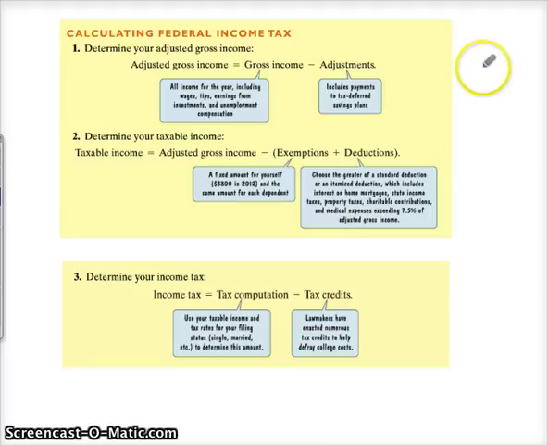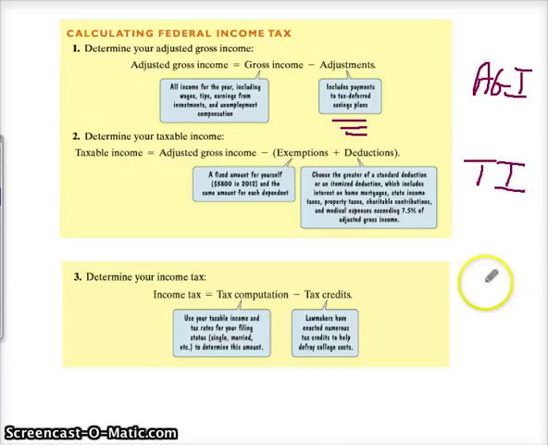Now, keep in mind, when we're finding out the tax, there are three major steps. Remember, the first step was to find your AGI, and you do this by reducing your gross income by the adjustments. And then remember from the notes, the second step is to find the taxable income. So that's where you're subtracting your exemptions.